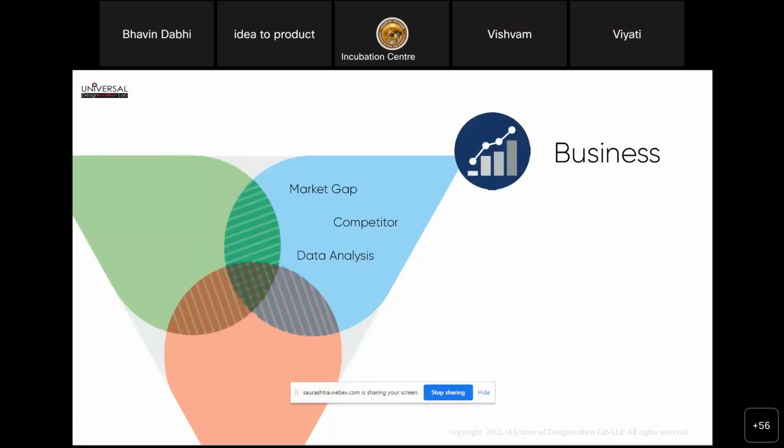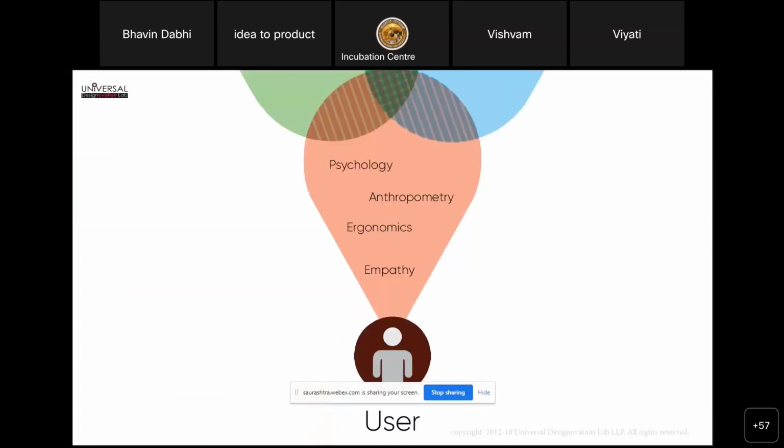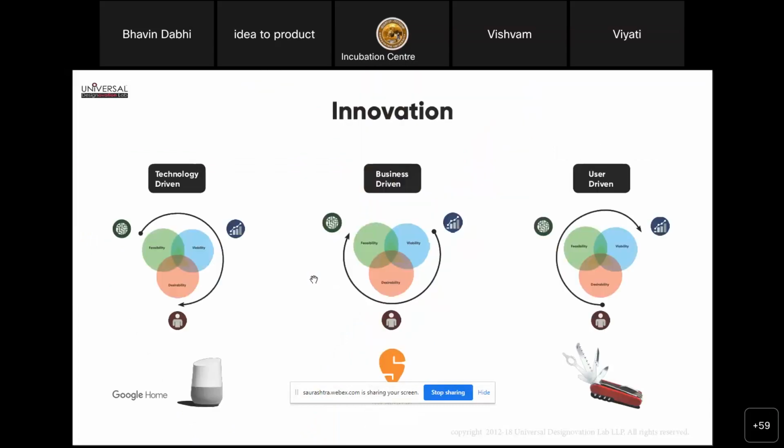It can be upgraded into too much data, it can be upgraded into too many different forms of tech innovation, but everything drives through the business. The main center part is always the user. A user always wants everything but free. So something the user always focuses on, say, ergonomics, anthropometry, empathy, user psychology. That is the most important part.